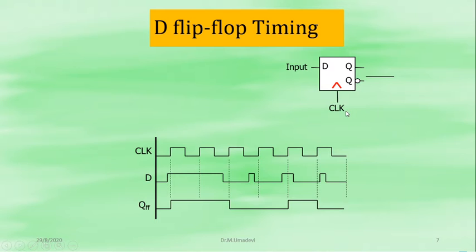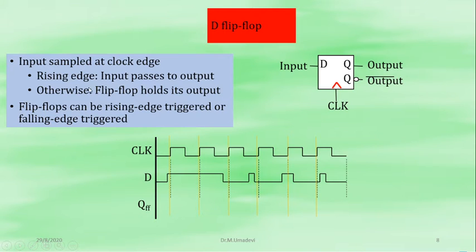So this is the symbol for D flip-flop. D input along with clock, and Q and Q bar are the outputs. This is the clock pulse, this is the input D, and this is the output. FF is nothing but flip-flop. So next one, the input is sampled at the clock edges. For the rising edge, the input passes to the output. Otherwise, the flip-flop holds its output. The flip-flops can be rising edge triggered or falling edge triggered.